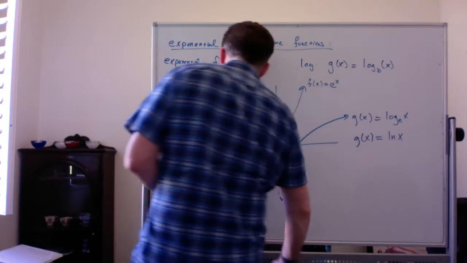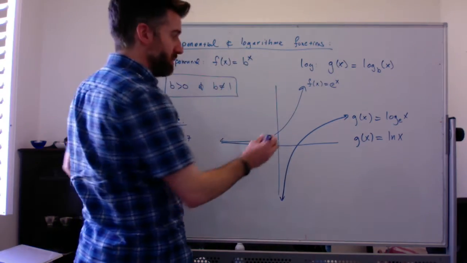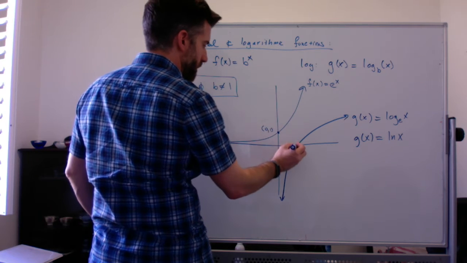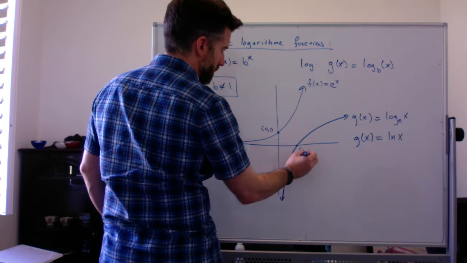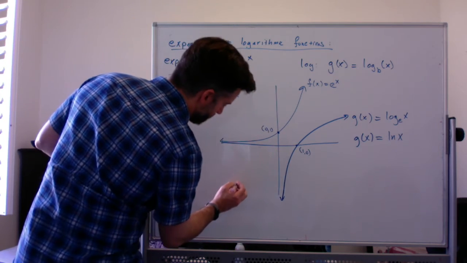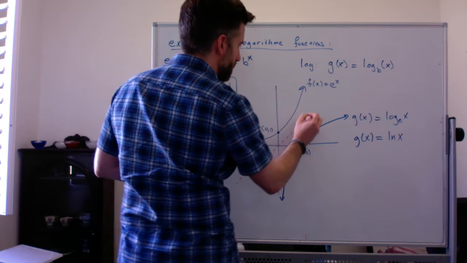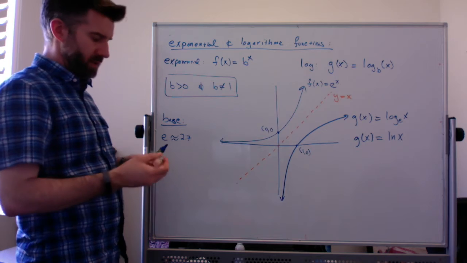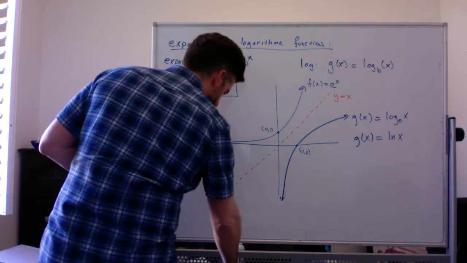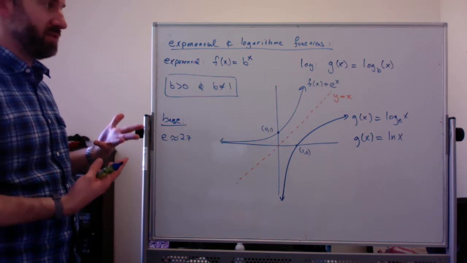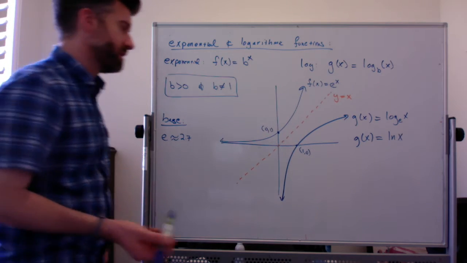And notably, these functions are inverses of each other. That's the point 0, 1, that's the point 1, 0, and these functions are reflections of each other, if I've drawn it well, across the line y equals x. In fact, really the way we find the logarithmic functions is by taking the exponential function and saying we'd like to have an inverse, right?